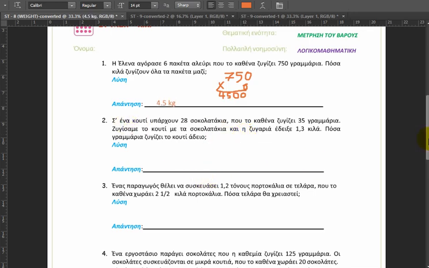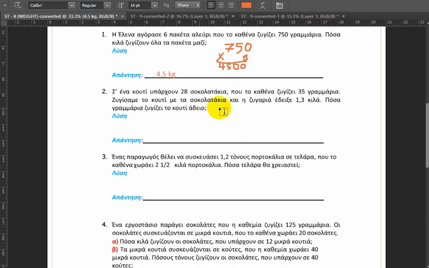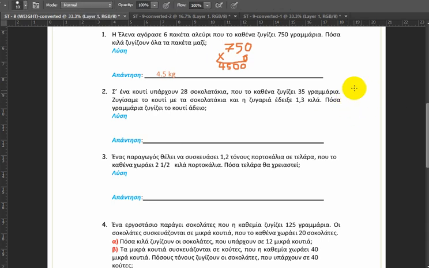Now, next up, we have a box that has 28 chocolates, and each one weighs 35 grams. We weighed the box, and it weighed 1.3 kilograms. What is the weight of the empty box? If we were to toss out all the chocolates. So first, we need to find the weight of all the chocolates. To do that, I would do 28 times 35.